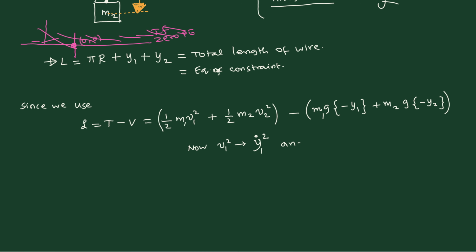And similarly, for the case of the second mass, velocity 2 square, we are going to write down correspondingly y2, then dot, then a square. That's what we are going to substitute. So if you substitute that, let us write down that the Lagrangian will be equal to half m1 y1 dot square plus half m2 y2 dot square.